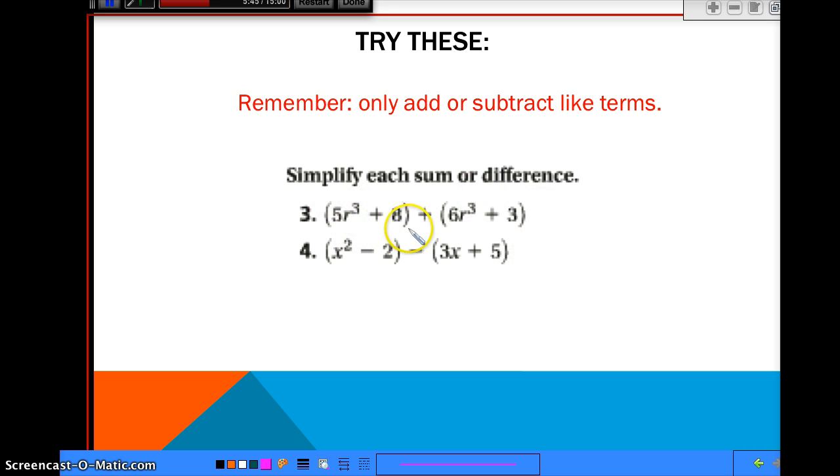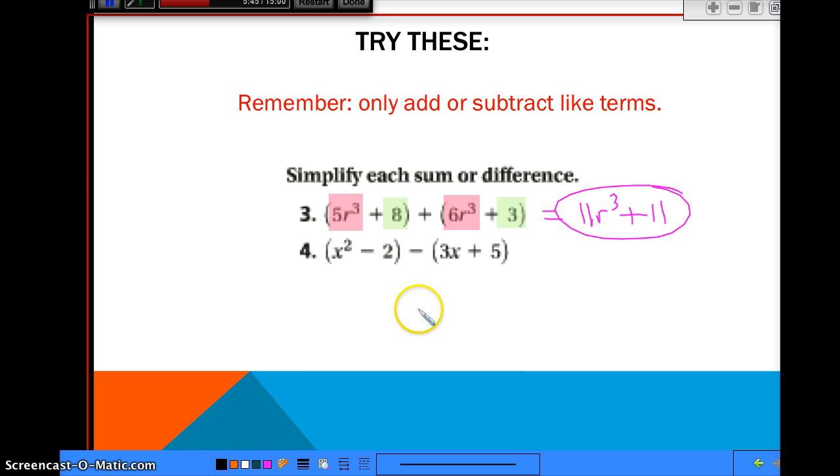In 5r cubed plus 8 plus 6r cubed plus 3, notice you didn't really need the parentheses on this because there was a plus between them. So let's go ahead and identify like terms. Those are the ones that have the same variable to the same power. That would be those two, and I don't know if you guys can see that, but those two. So we end up with 5r to the third plus 6r to the third is 11r to the third, and 8 plus 3 is 11.